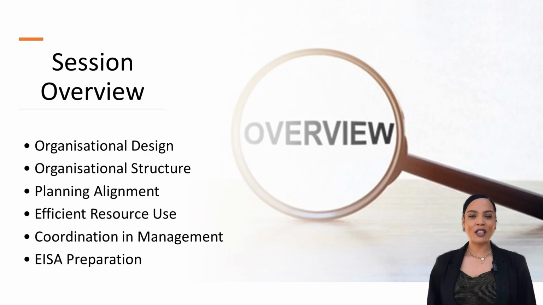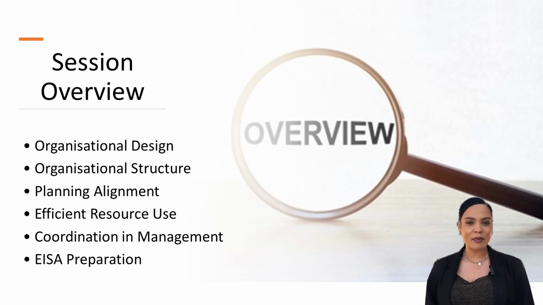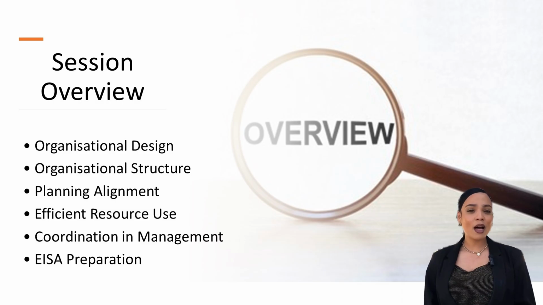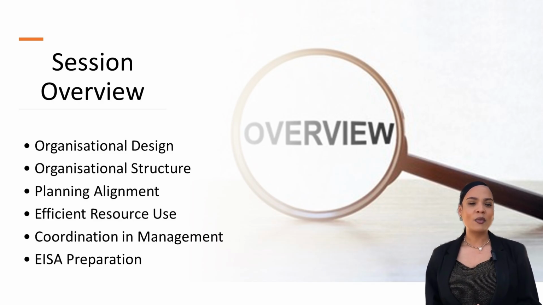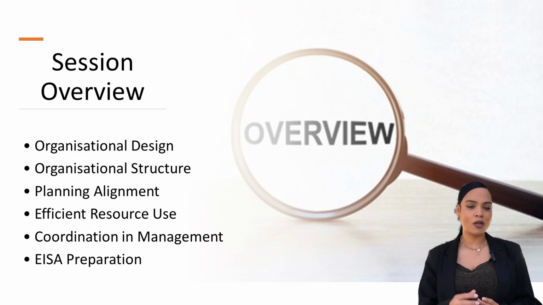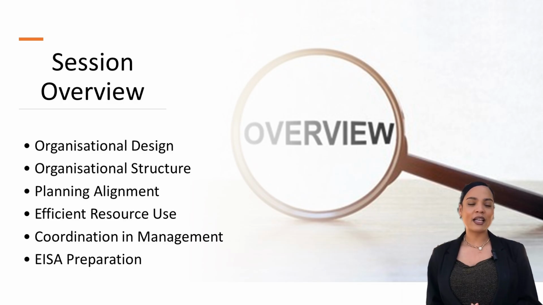By the end of this session, you should be able to: 1. Explain the purpose and principles of organizational design. 2. Describe different organizational structures and how they support efficiency. 3. Understand how planning and organizing align to achieve company goals. 4. Demonstrate how to use resources efficiently and delegate effectively. 5. Explain the importance of coordination in management and interdepartmental collaboration.